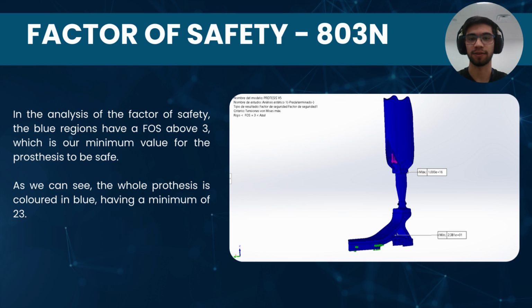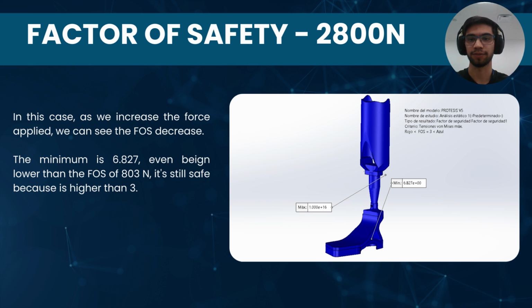When performing the factor of safety test, we can see that the entire prosthesis is blue, which indicates that it meets a value greater than 3 when exerting 803 newtons. In the case of 2,800 newtons, in the same way it can be observed that the prosthesis passes the test, observing the coloration that indicates values greater than 3.